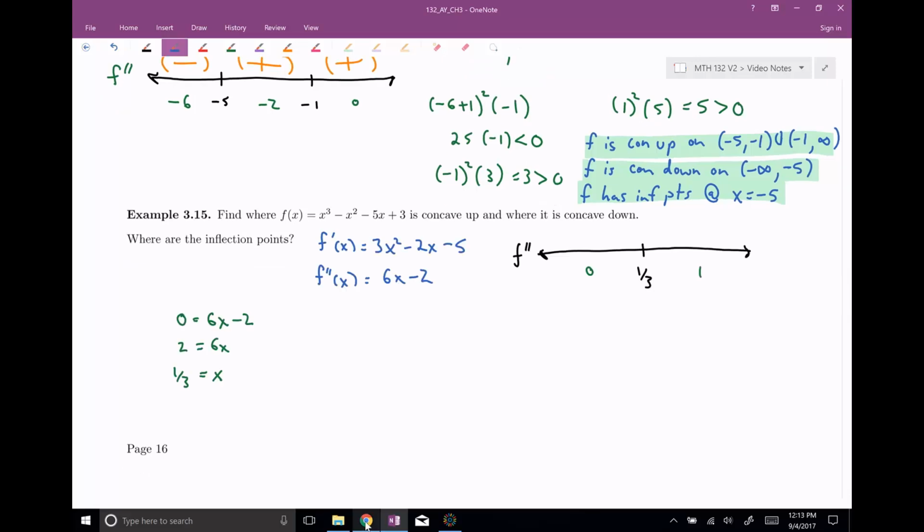All right, so this is how far I've made it. I calculated out the first and the second derivative. I got 6x minus 2. Remember, concavity is asking something about the second derivative. Is the second derivative positive or negative?